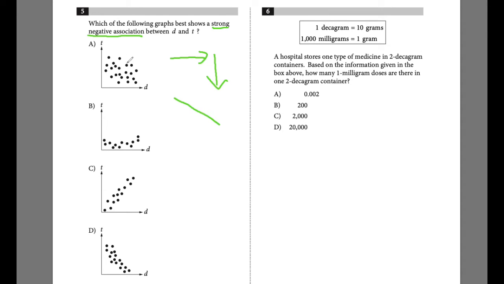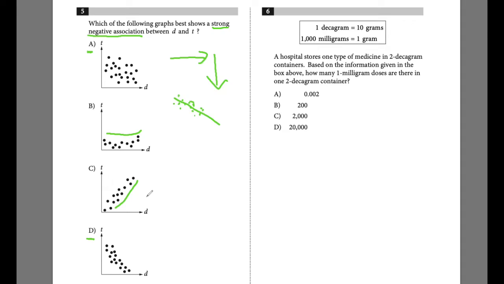For a graph like this to have a strong association, that means that the dots need to be close knit and tight together. So if we look at the answer choices, we're going to see 2 answer choices with a negative association: answer choice A and answer choice D. Answer choice B is constant and goes up a little bit. This would have a constant or slightly positive association. And then C has a positive correlation or association between D and T.